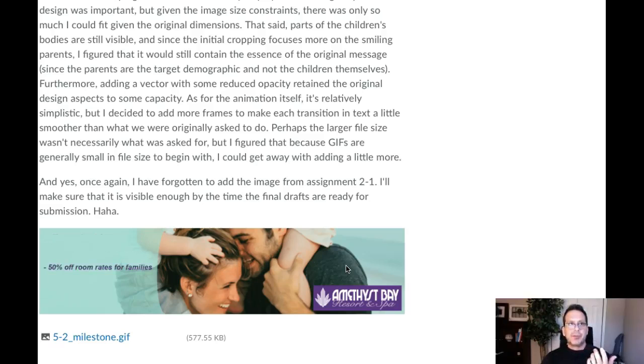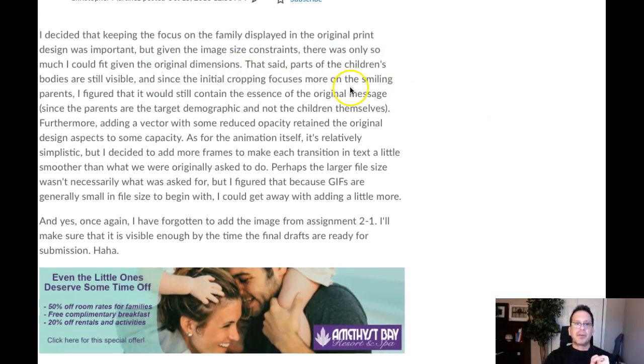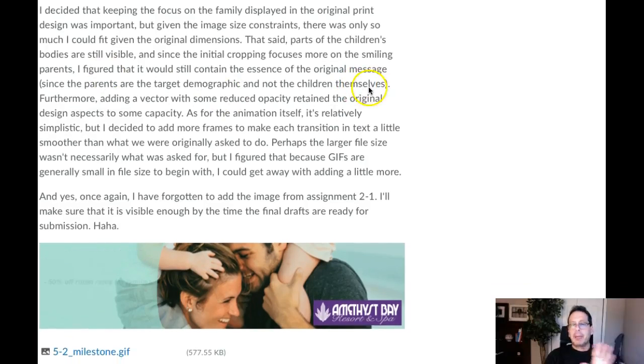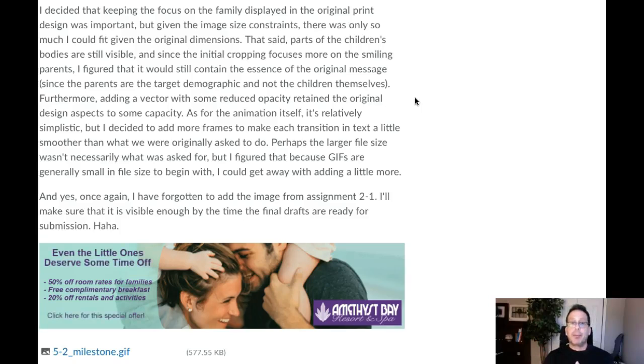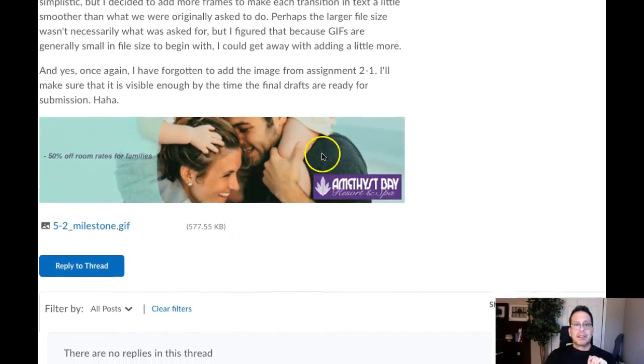So if you were to complete this assignment again, there's a good chance that you would select a different image, one that has the versatility to be cropped while still maintaining all of the original communicative value of that image. And that's important, and I think you get that since you said that the cropping focuses on the smiling parents, and you figured it would still contain an essence of the original message. So you got it. You're understanding exactly what the constraints are in the image search process for a campaign that involves both a magazine ad and a web banner. So I was glad to read that. That's fantastic. Let's go ahead and take a look at the web banner itself.